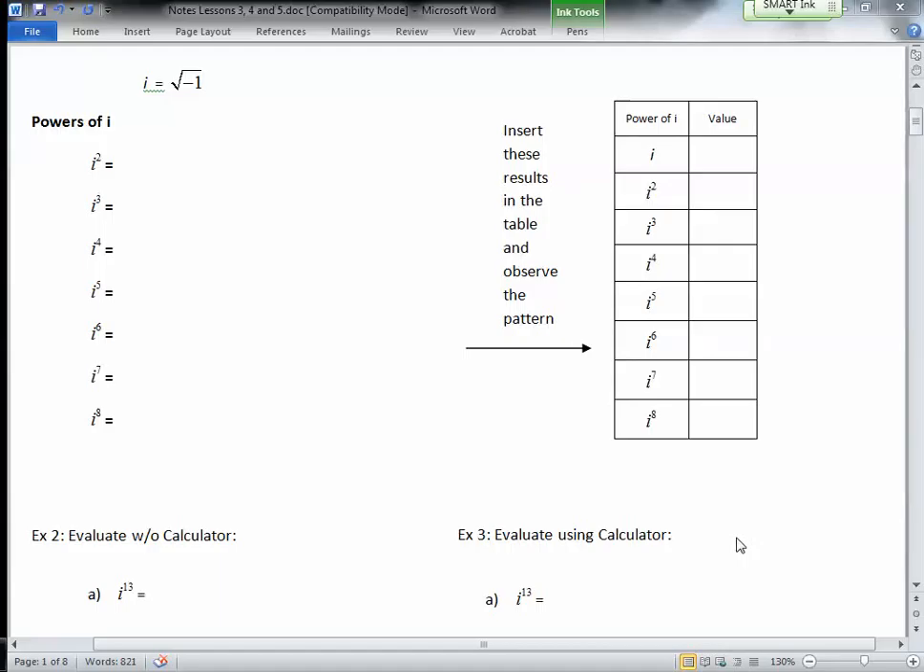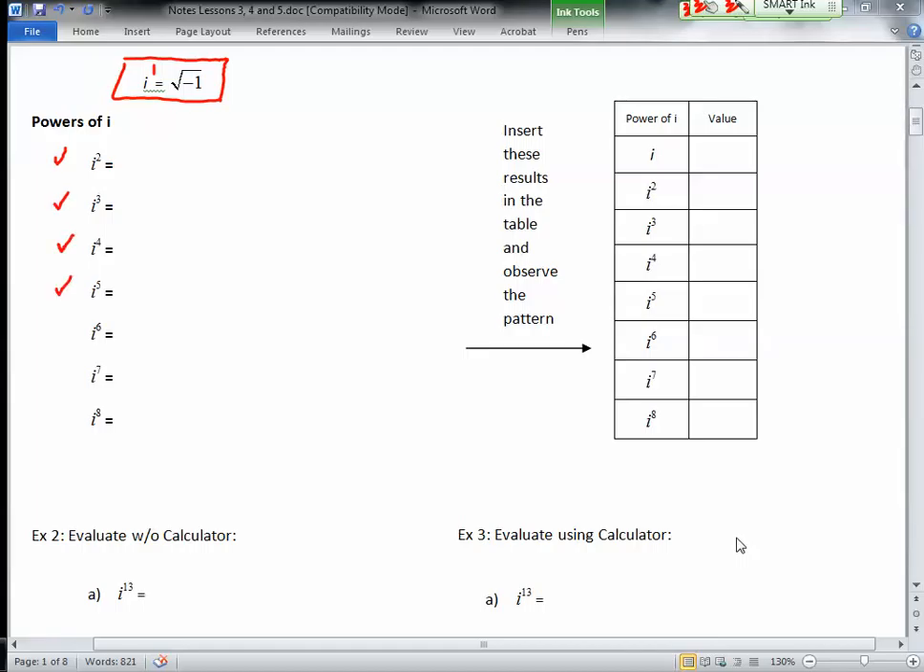Okay, so we already have established that i is equal to the square root of -1. And let's note that since there's no exponent on this i, this is really an i to the first power. So we can work our way now to understand what all of these different powers of i are going to be. Let's start with i squared.